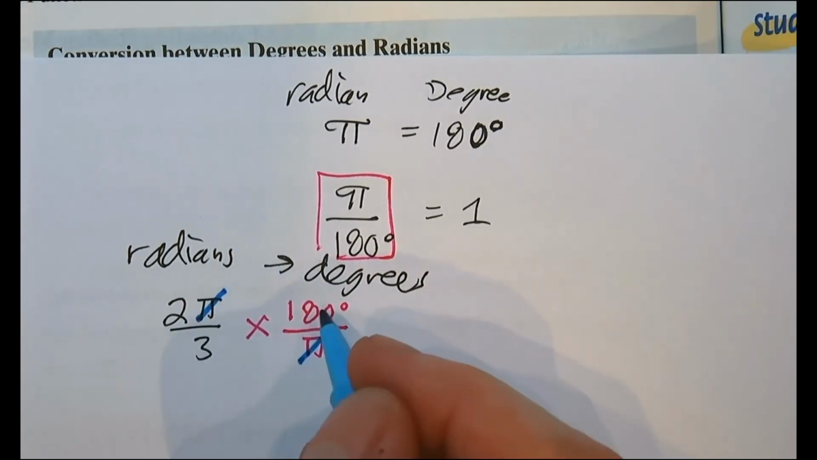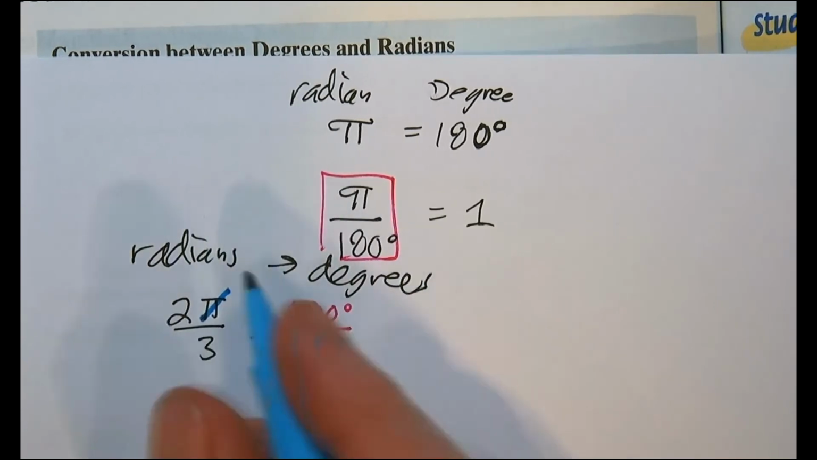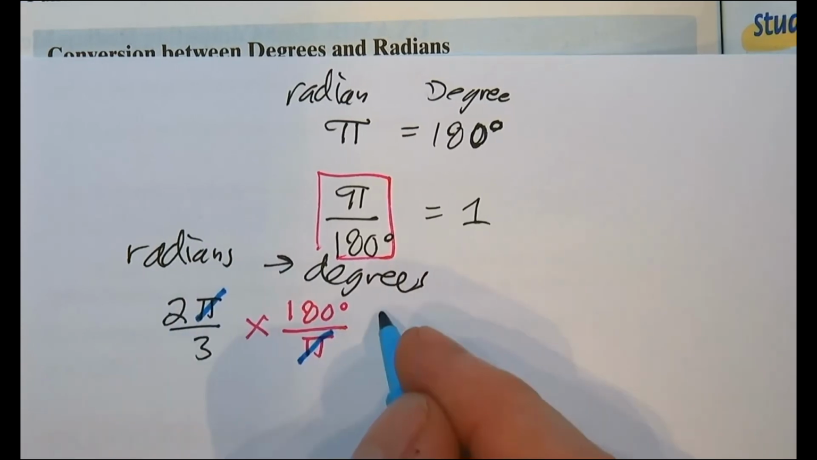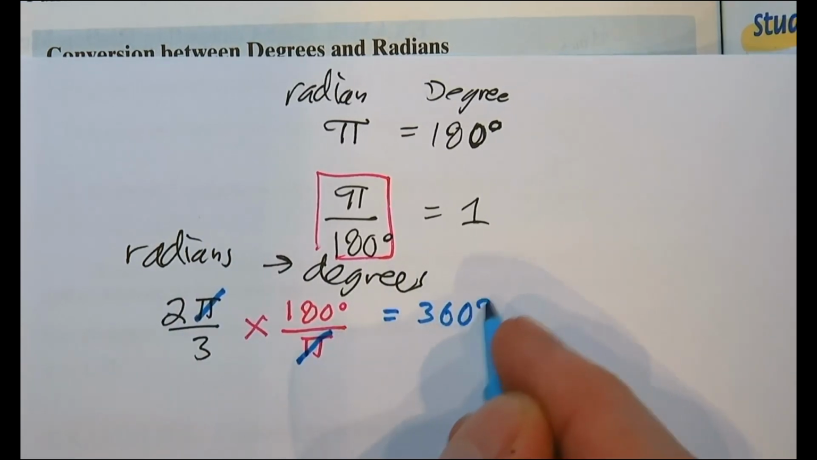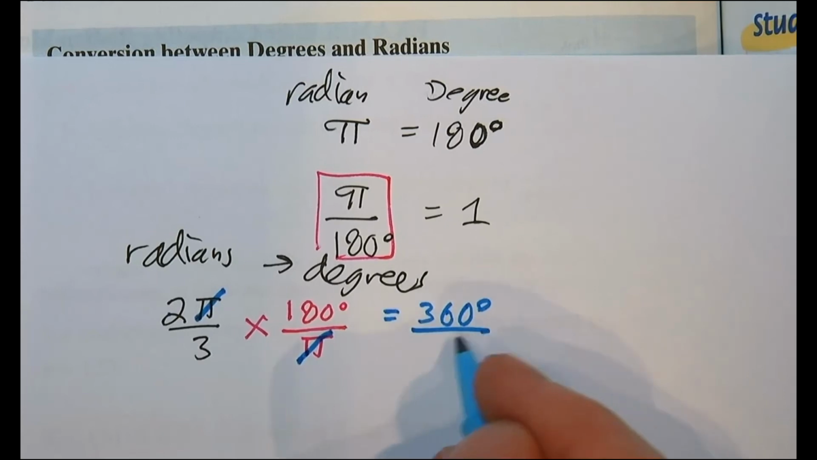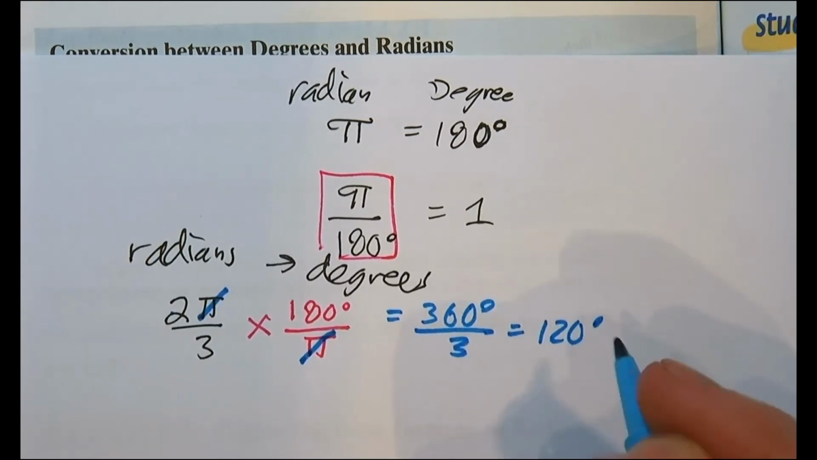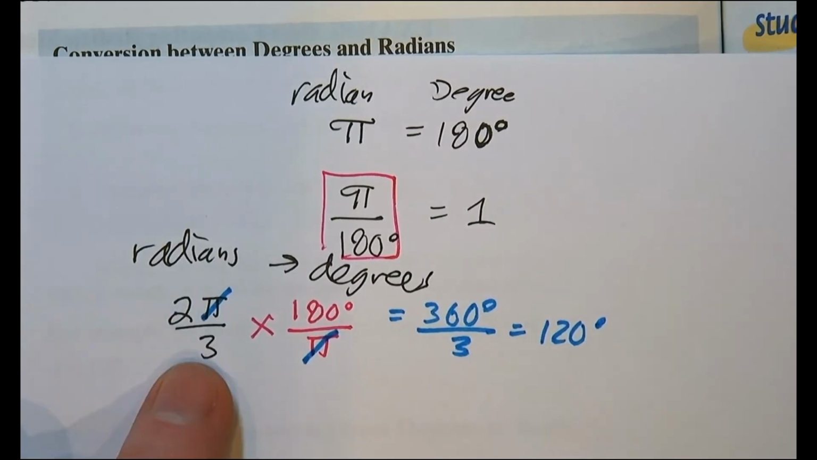Then you can actually maybe do some reducing, or if you don't want to. Often I'm too lazy to reduce. 2 times 180 is 360. 3 times, well, nothing there is 3. What's 360 over 3? I can use my calculator. 120 degrees. So 2 pi over 3 is 120.